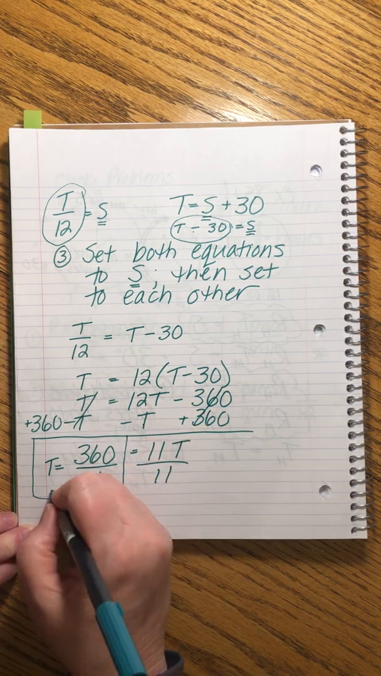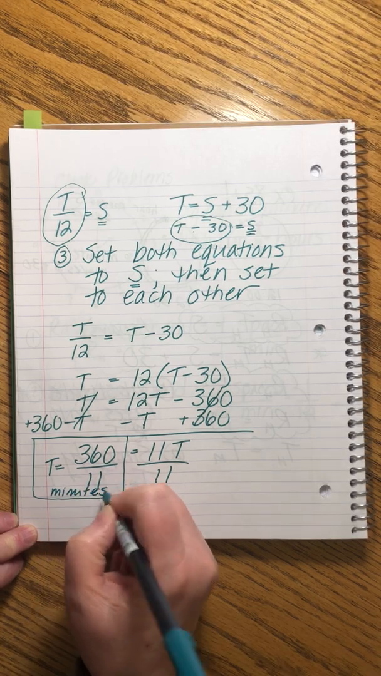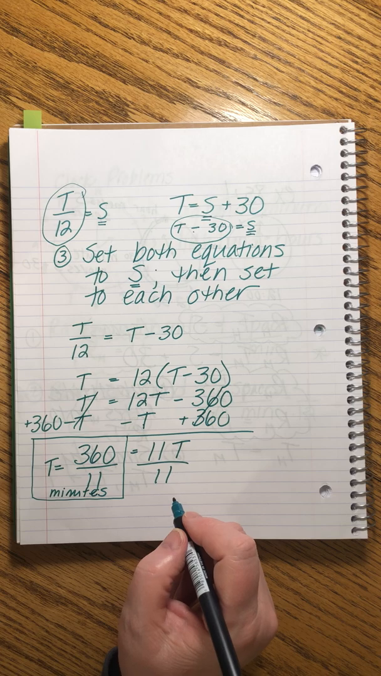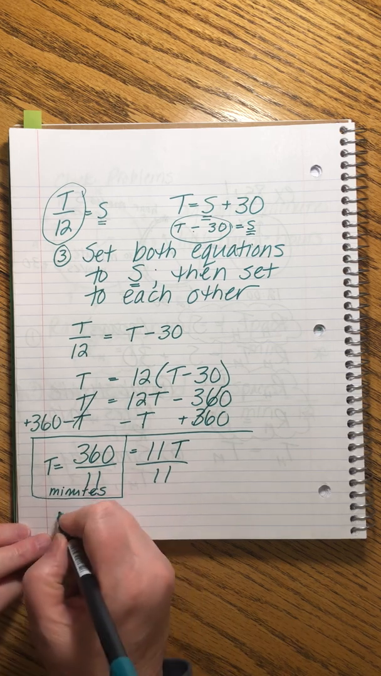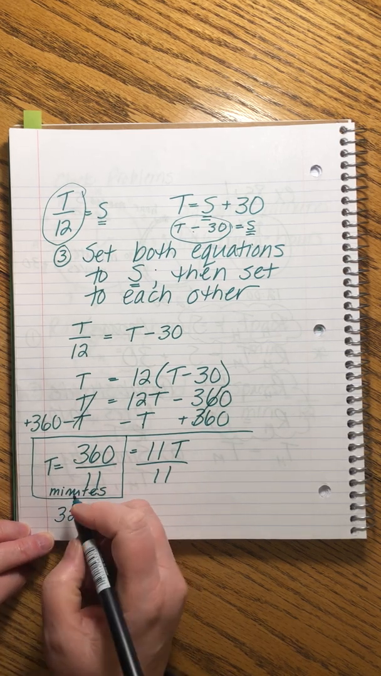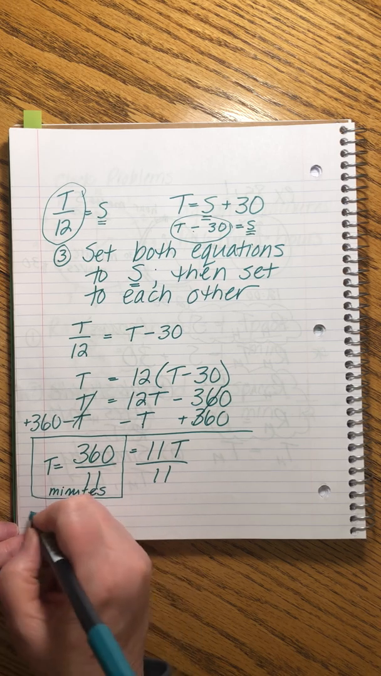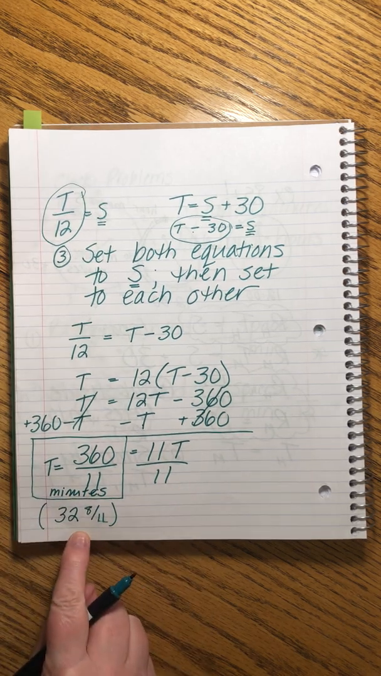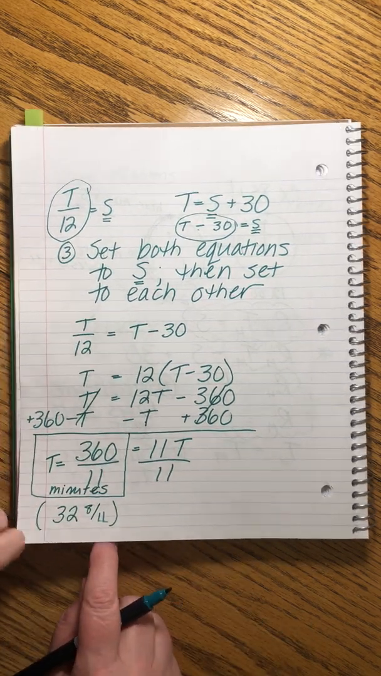That's how, here, let me write minutes in here. That's how much time will pass, that's how many minutes will pass until they're pointed in the opposite direction. 32 and 8/11 of a minute if you care. I do not need your answer to be in this form. I'm perfectly happy with this, but 32 and 8/11 minutes.